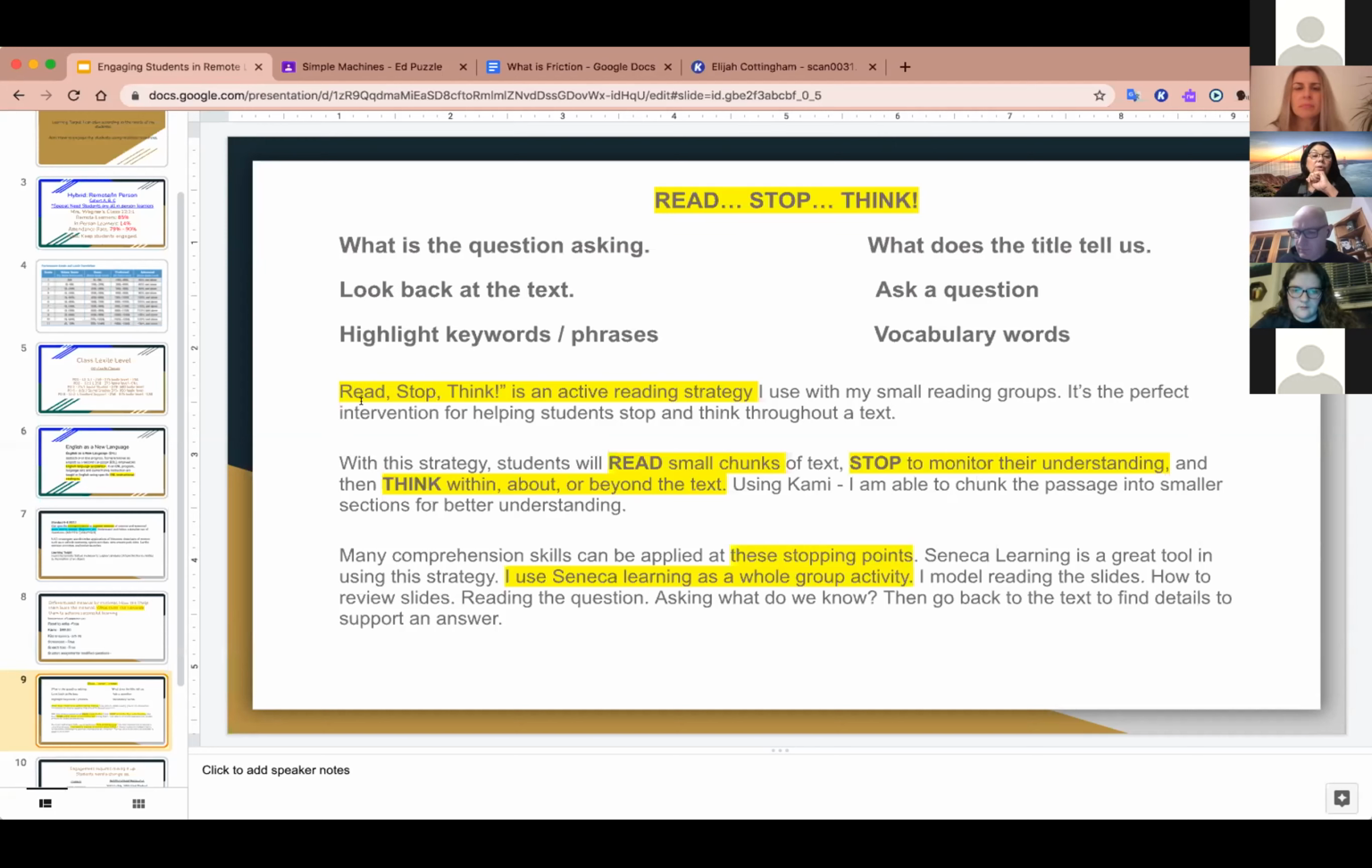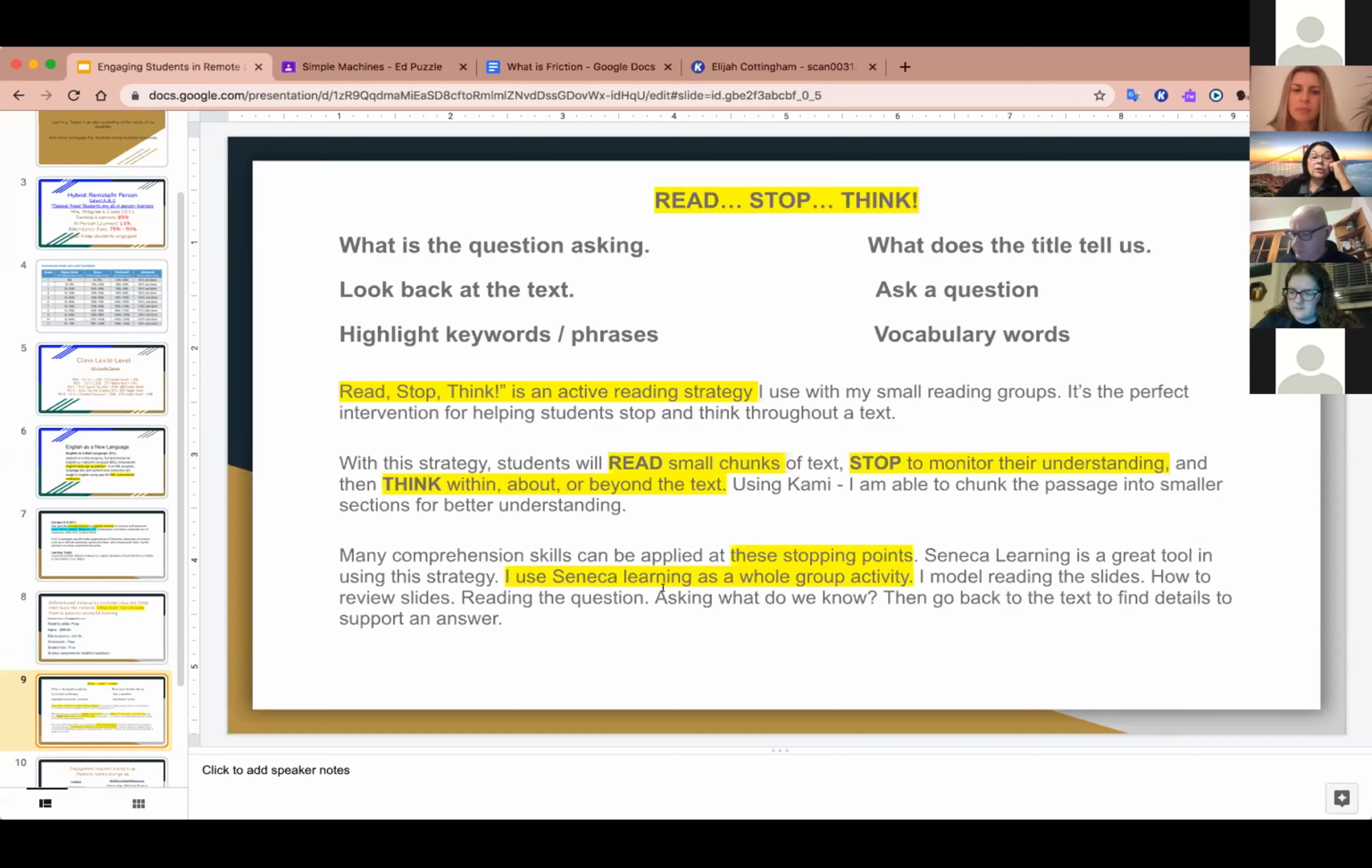So back to what Read, Stop, and Think is. It's an active reading strategy. Read small chunks and then stop and ask a question, think about what you've just read, go back to the text and look back to see what we read and how it connects to the question being asked.